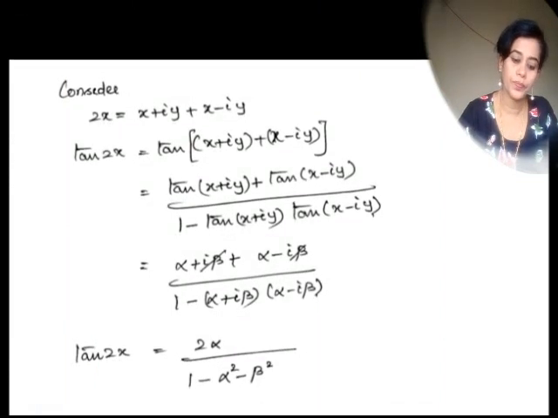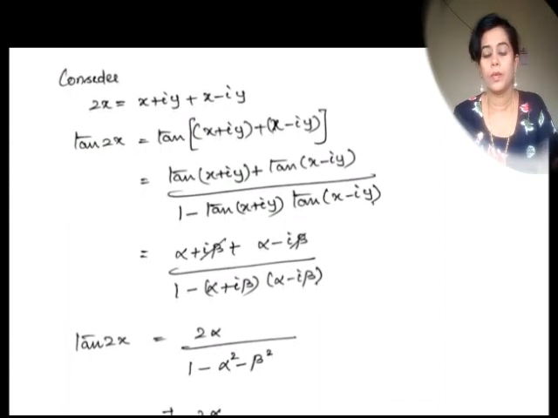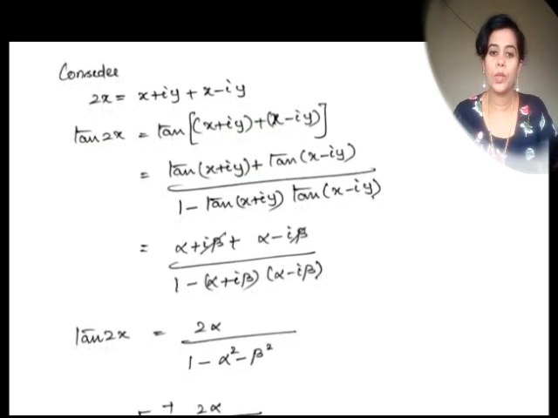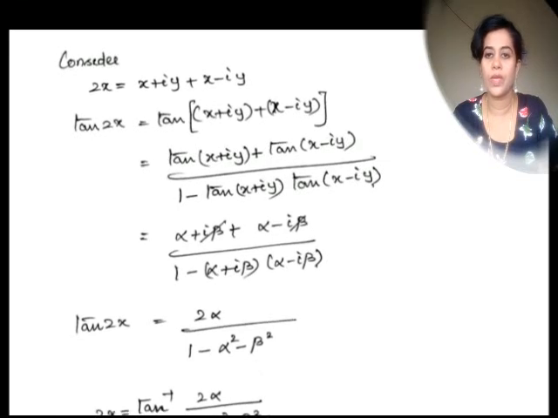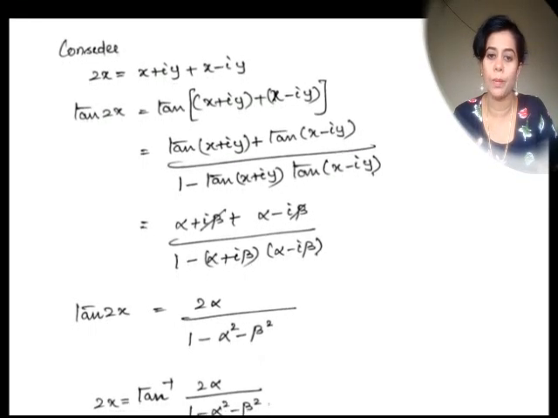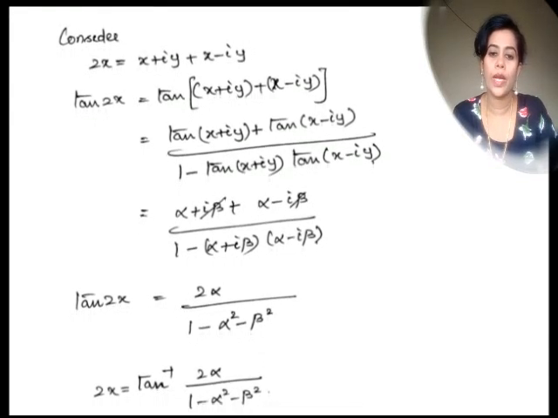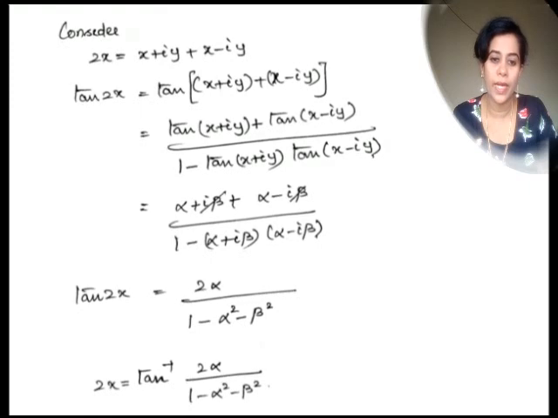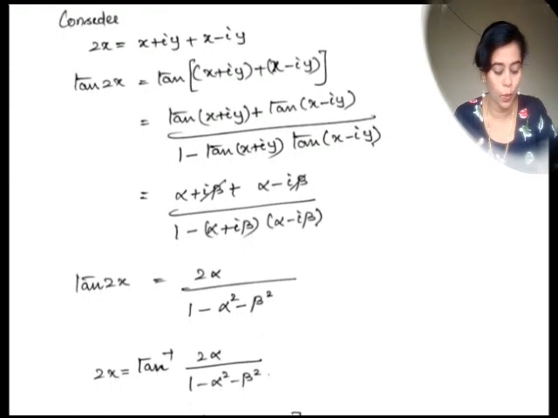So therefore, we have 2x is equal to x plus iy plus x minus iy. We are framing the valid relation 2x is equal to x plus iy plus x minus iy. When I am taking tan on both sides, we are getting tan 2x is equal to tan of x plus iy plus x minus iy.